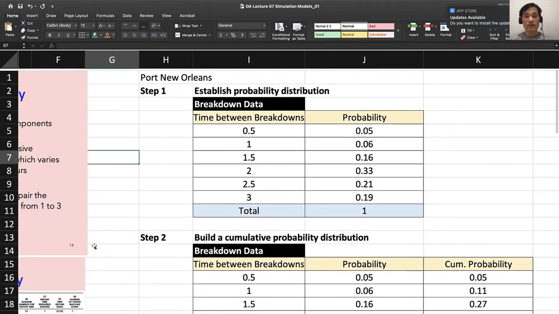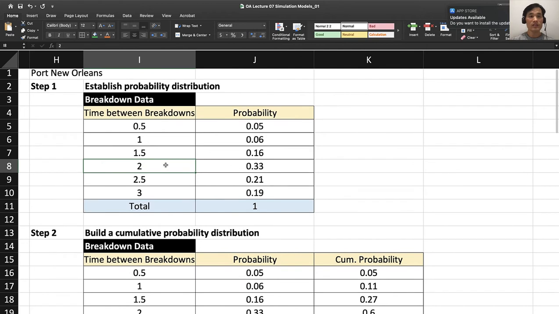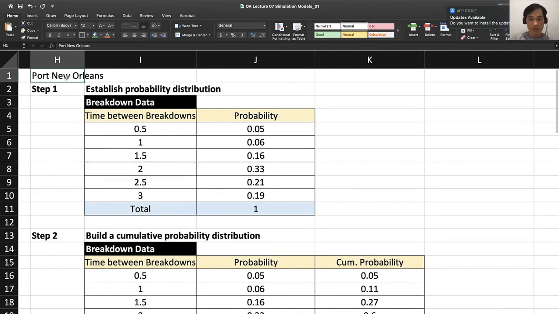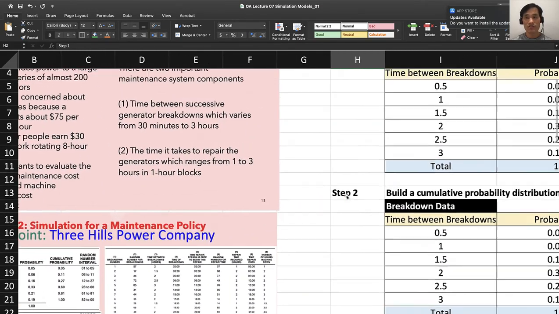So let's follow the 5 steps that we have, going through them together. So this one should be Three Hills Company. And step one, establish probability distribution. We have learned that the breakdown data is right here, so I just wrote it down here.